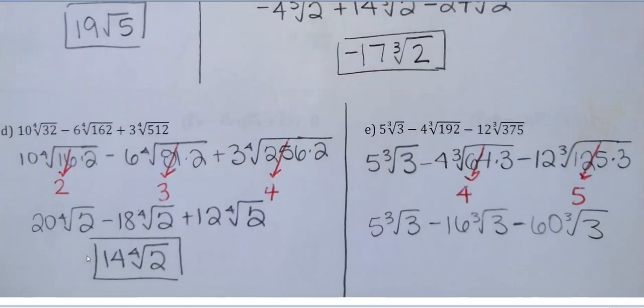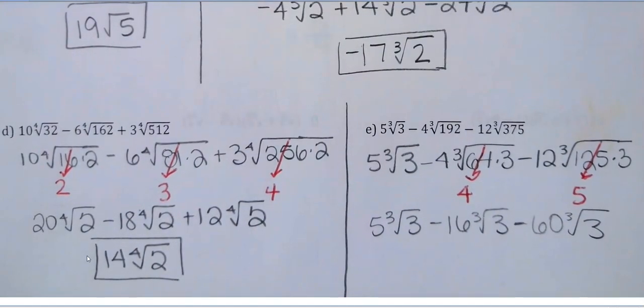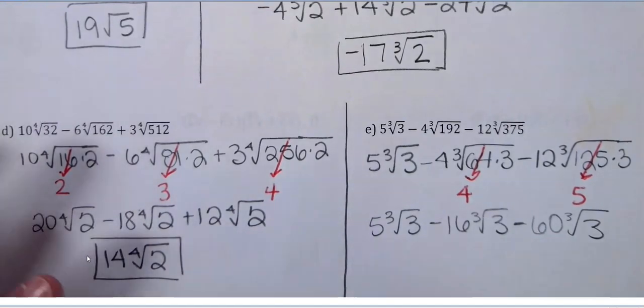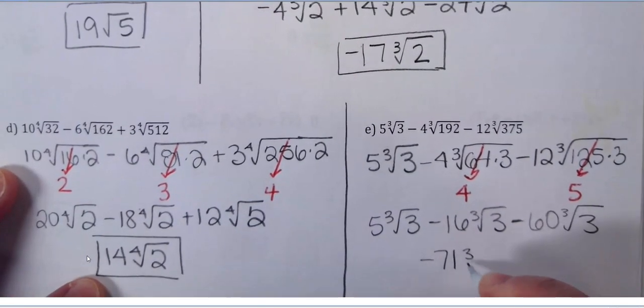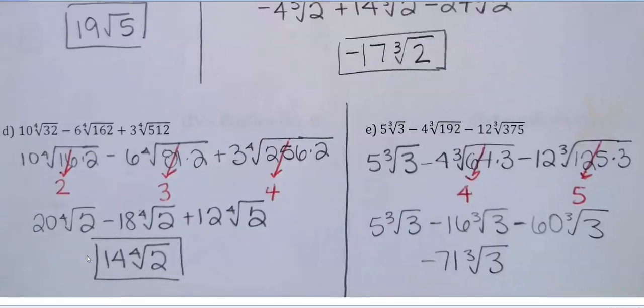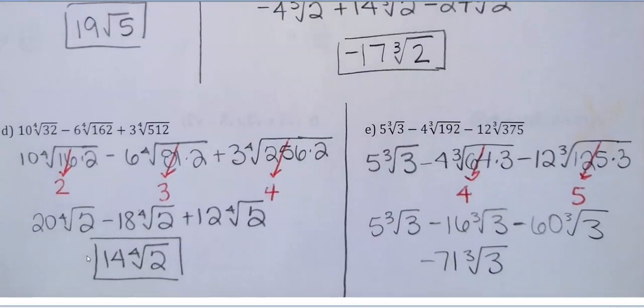And then I'm just grabbing my calculator. Those are all like radicals once I simplified that. So I'm doing 5 minus 16 minus 60. Should get negative 71 cube roots of 3. Do not change the radical. Just add or subtract the numbers in front if you can, if they're like radicals.